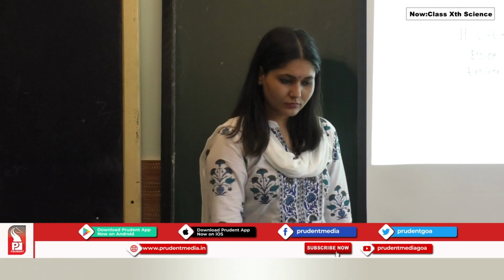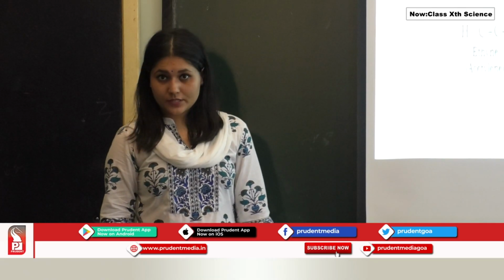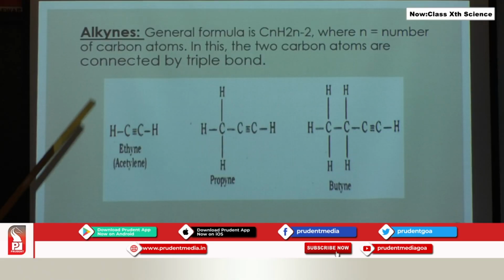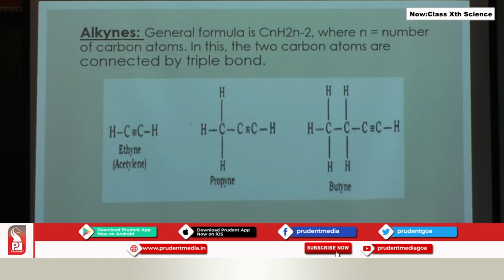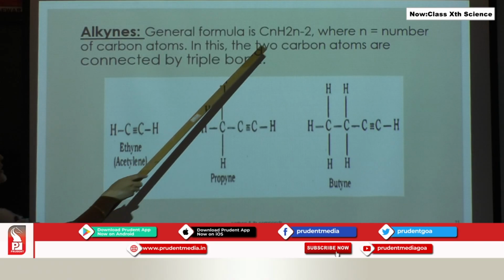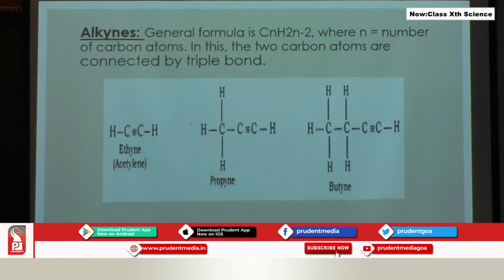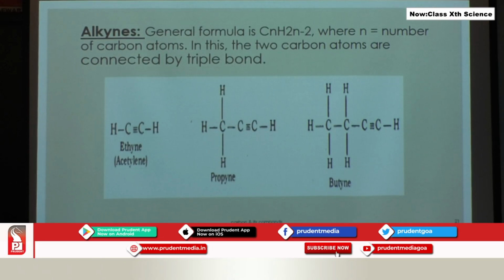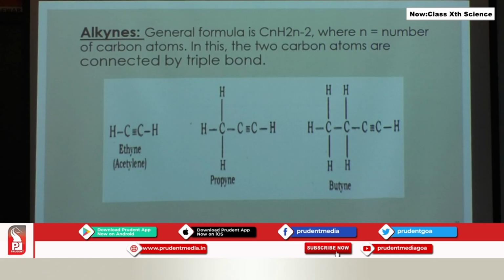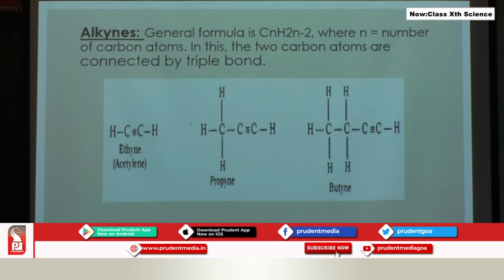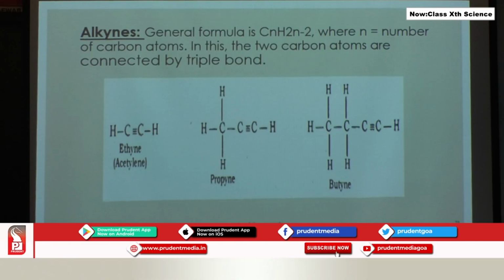What about alkynes? Alkynes are ending with yne. The general formula over here is CnH2n-2. Alkanes is CnH2n+2 and alkynes is CnH2n-2. In this the 2 carbon atoms, what kind of bond are there? The type of bond that we are having between the 2 carbon atoms is a triple bond.